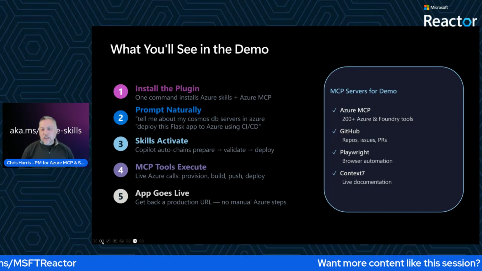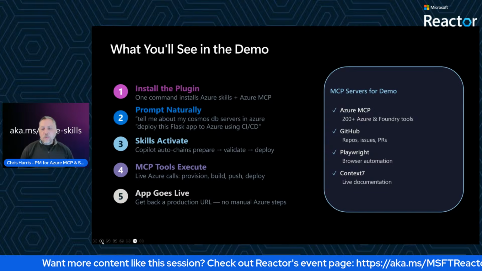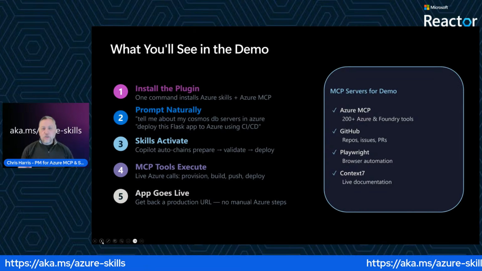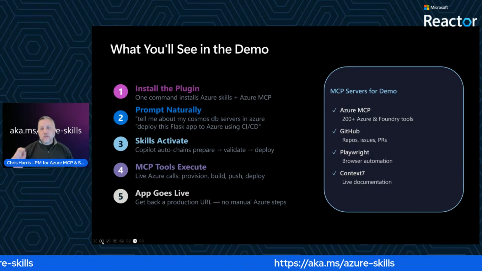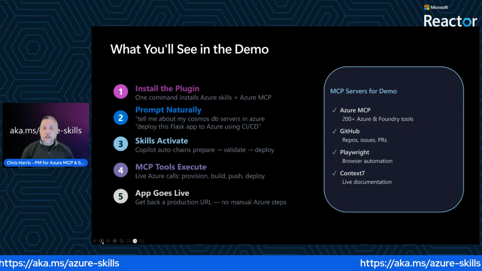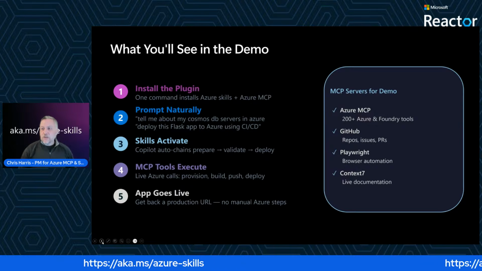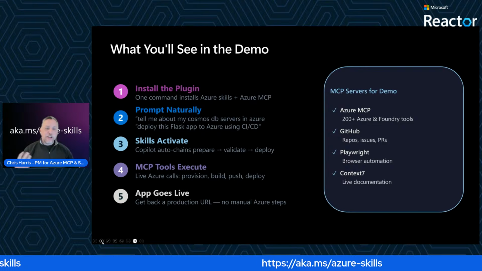The skills activate. So we're going to talk through that specific chain that we described on the previous slide. And then we're going to look specifically into skills that are getting called and tools that are getting called, so you can understand what's happening here. And then we're going to take a look at this application that we've deployed, and you can check it out. So in the MCP servers in the demo here, we have the Azure MCP, we have the GitHub MCP. That's so I can do some of the CI/CD work and work with Git and GitHub.